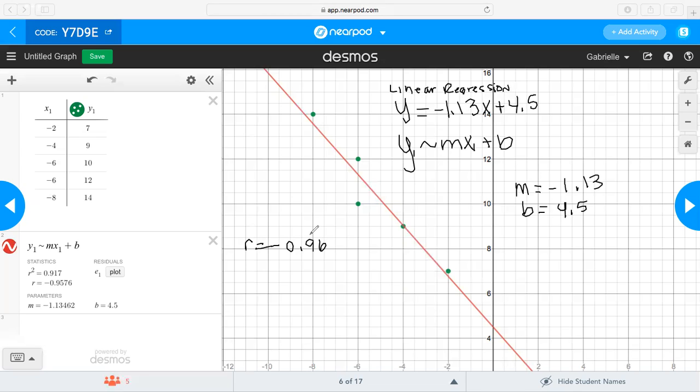So this is definitely not meant to be hard. Basically, put the table into Desmos, let it give you the equation to the line of best fit. And then we're going to talk about what that r value means.